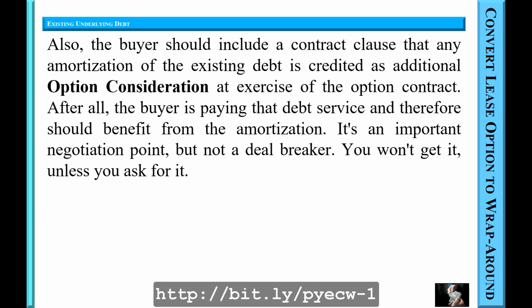Also, the buyer should include a contract clause that any amortization of the existing debt is credited as additional option consideration at exercise of the option contract. After all, the buyer is paying that debt service and therefore should benefit from the amortization. It's an important negotiation point, but not a deal breaker. You won't get it unless you ask for it.